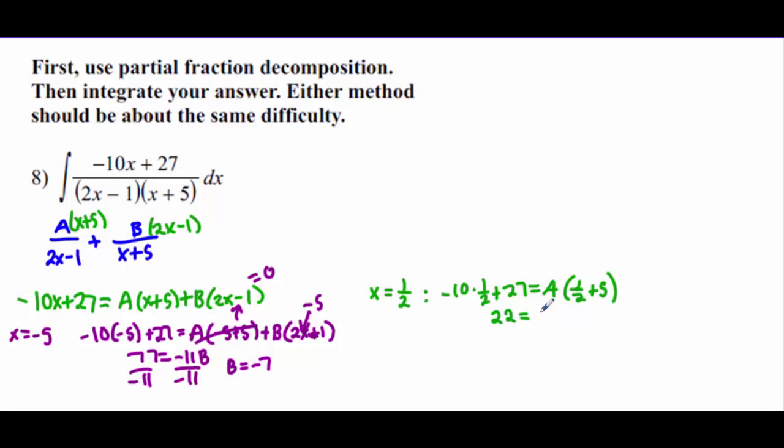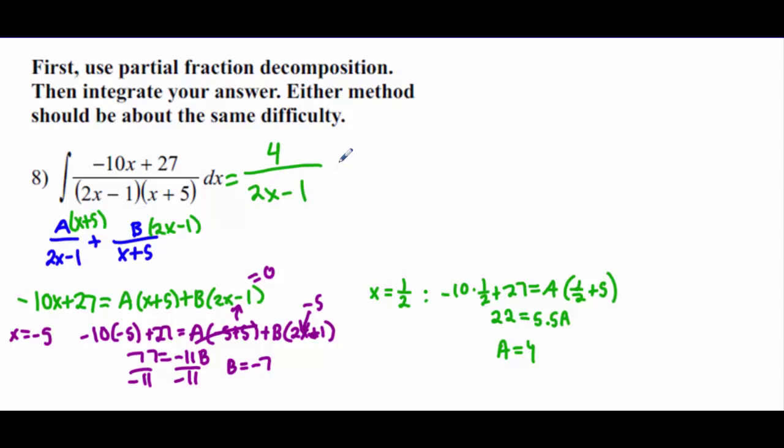Then this is 5.5a. Well, at first you may think, oh, 5.5, surely that doesn't go into 22. But it does. It goes in 4 times. And the way I know that is because 5.5 times 2 is 11, and 11 times 2 is 22. So what I've ended up doing is timesing by 4. Anyway, a is 4.